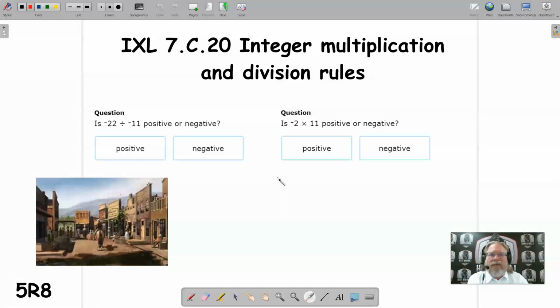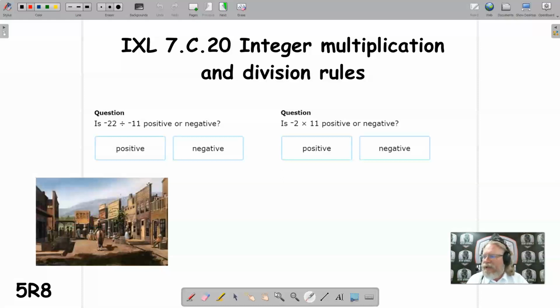Hello, this video is for IXL Activity 7.C.20. It is titled Integer Multiplication and Division Rules. The three-character code for this activity is 5 Romeo 8. And I have a picture of a cowboy town here, and this actually has something to do with the lesson.